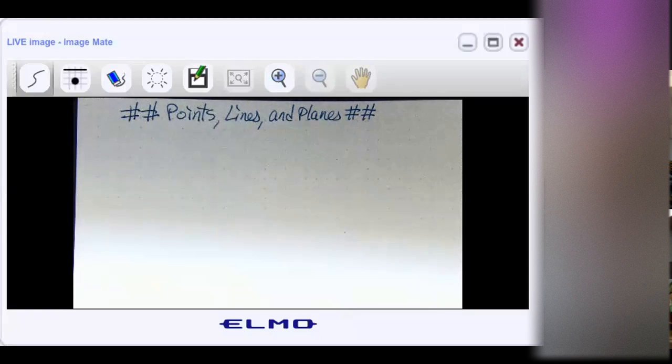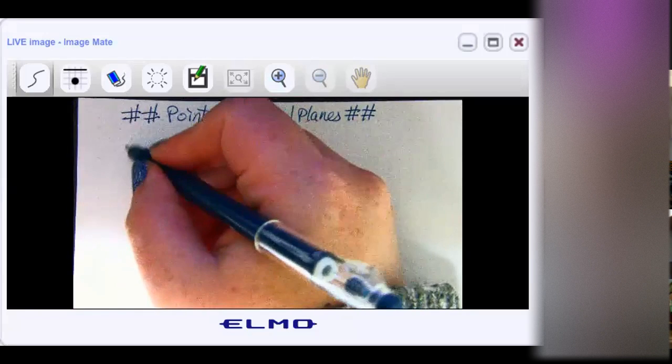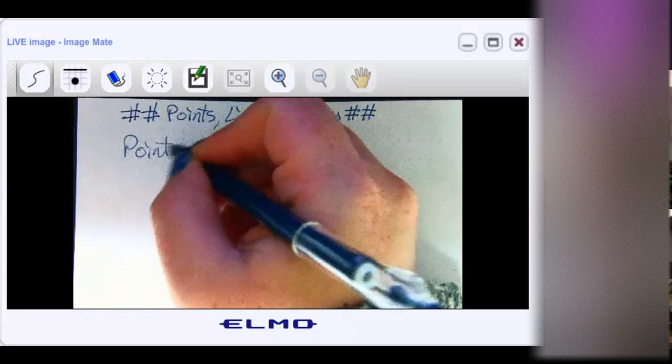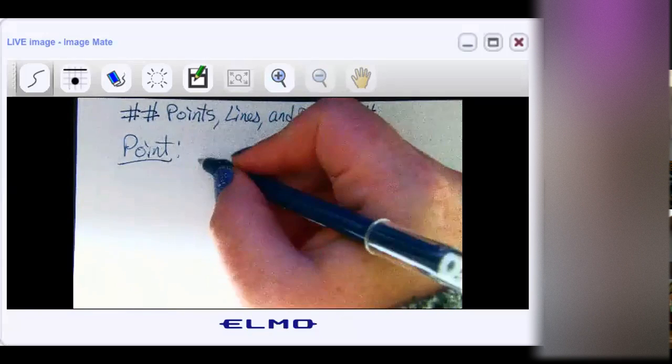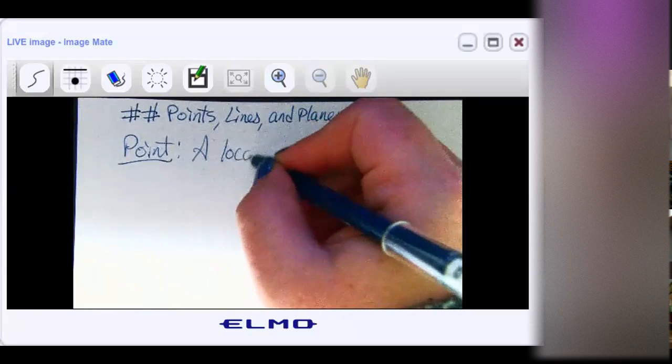And I'm also going to talk to you about how to name them and what they mean in geometry, because they have different meanings, right? Like point, you know, in normal everyday life, like you can point with your finger. That's not what we mean. When we are talking in geometry about a point, we are going to define it as the following: a location in space.